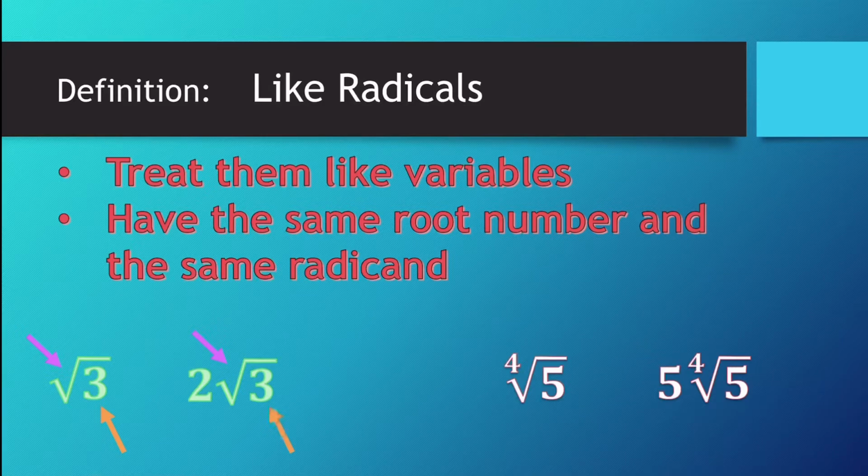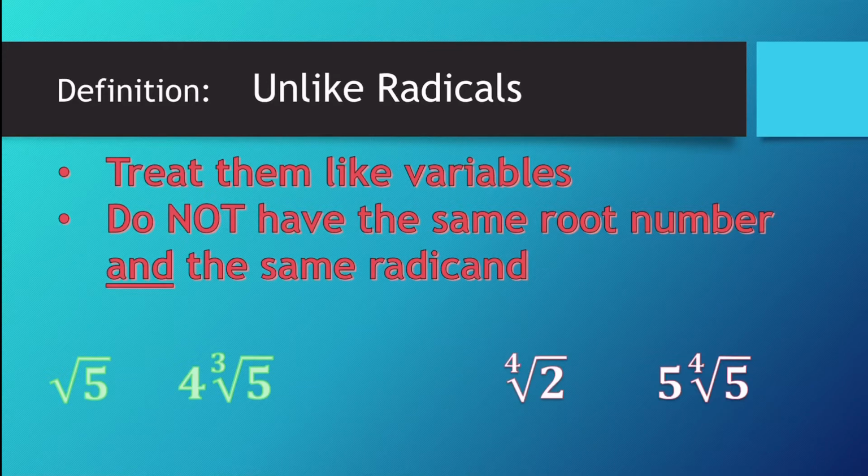Well, when we look at these white ones, the index is 4 here, and the index is 4 here. So we've got one of our check-offs. So far, we're okay. But we also look at our radicand. Here it's a 5, and here it's a 5. Therefore, those are like terms. They're like radicals, okay?